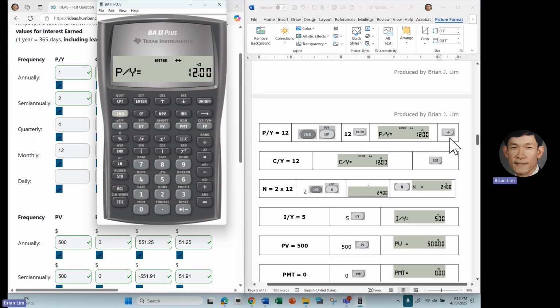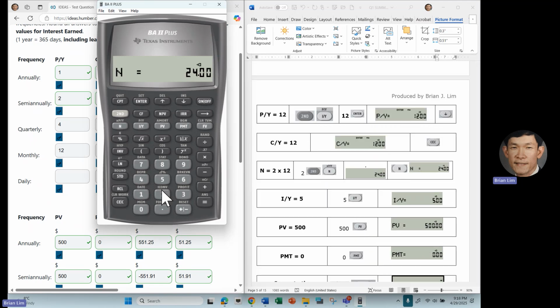So PY is 12, then we hit the arrow going down and we see CY is also 12, and then we can click clear. And if you want, you click it twice and get rid of the 12. So now we have to multiply 2 times 12. So we go 2, we go second n, and we get the 24 right there. And then we must click on n once more, and that enters the n value as 24.